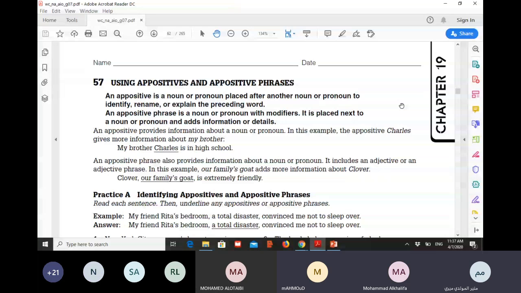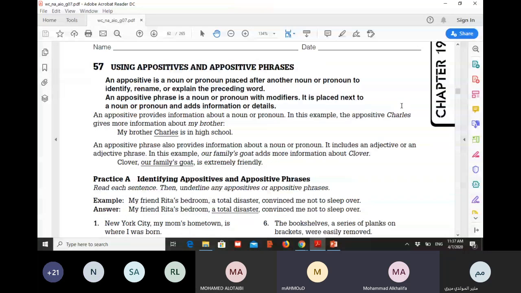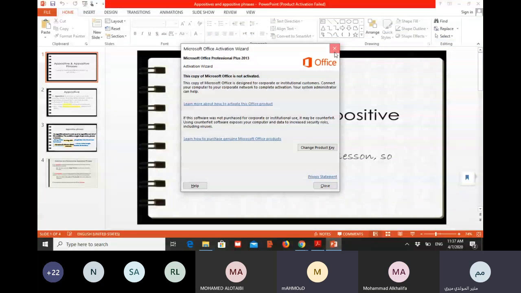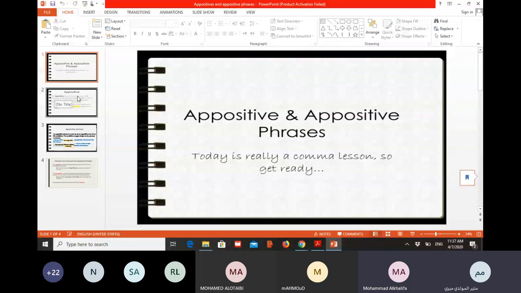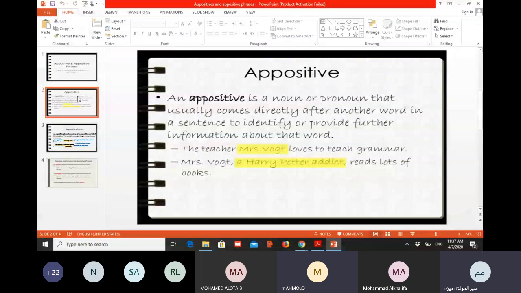Using appositives and appositive phrases. An appositive is a noun or pronoun placed after another noun or pronoun to identify, rename, or explain the preceding word. An appositive phrase is a noun or pronoun with modifiers. Stop here, please. So here, to make it clearer, we have the definition of what an appositive is and some examples.